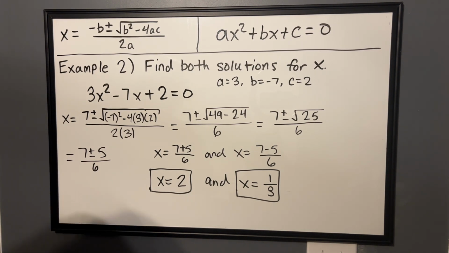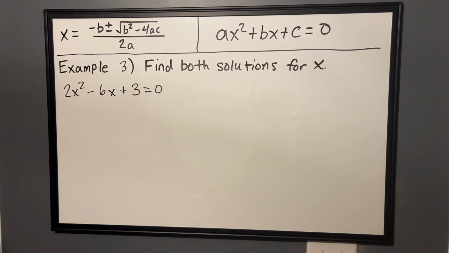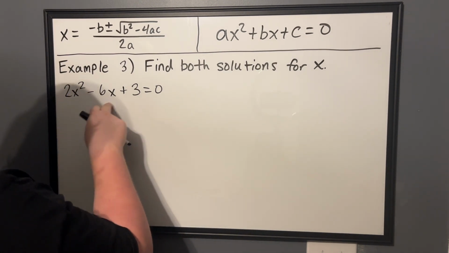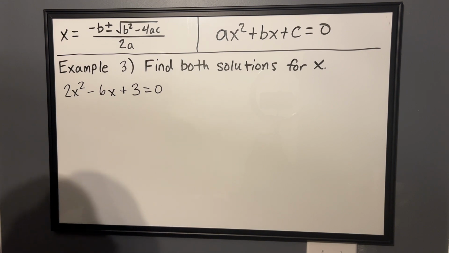We're going to do example number 3. It's going to be a little bit trickier. It's going to involve simplifying a square root, but I'm sure we can get it done with this quadratic formula. So we're going to go ahead and do example 3 right now. Okay, so here we have example number 3. Again, we want to find both solutions for x when we have 2x squared minus 6x plus 3 equals 0. Now, if you want to go ahead and try this one using the quadratic formula, go right ahead.